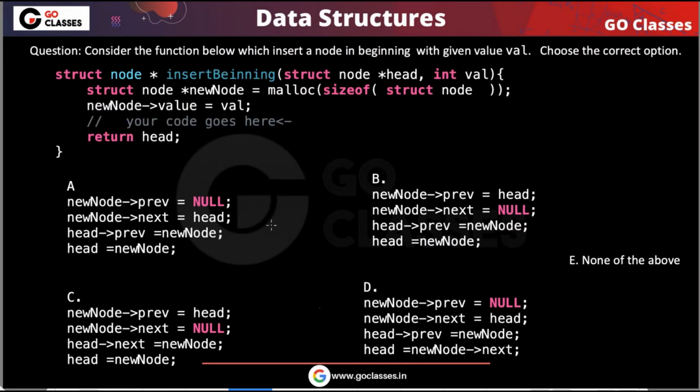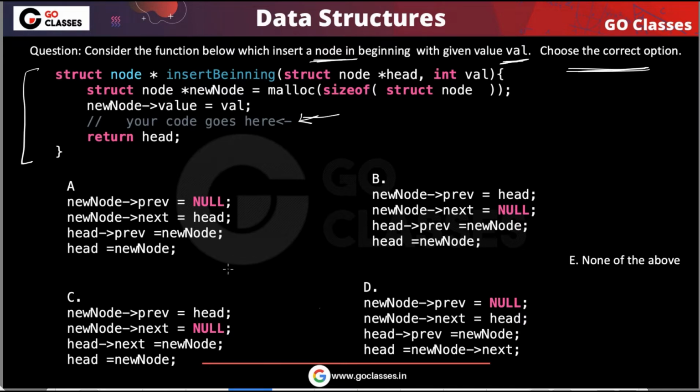So this is the question that is given to you, that consider the function below which inserts a node in the beginning with a given value. Okay, correct option should be chosen. So this is a function and which option is correct, and your code goes here, right? Your code goes here. So what are the options A, B, C, D which you can fill here such that this whole thing will insert a node at the beginning of doubly linked list? That is the given task, right? I hope you got it.